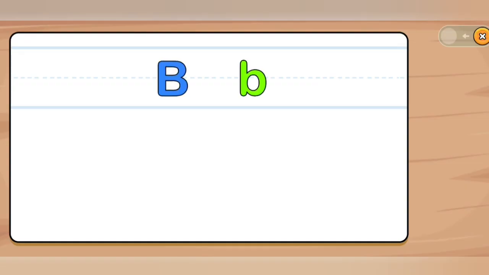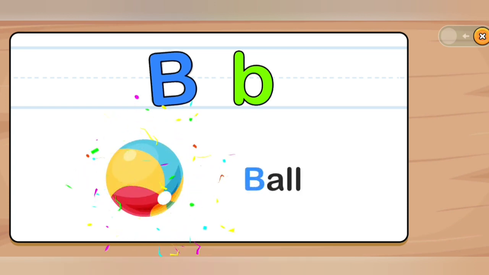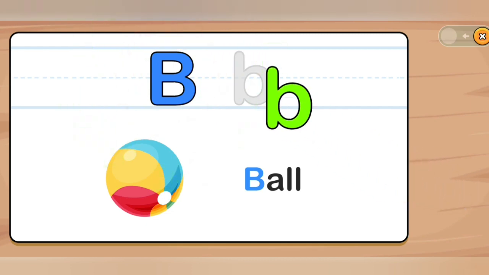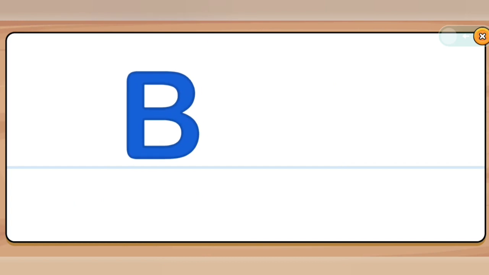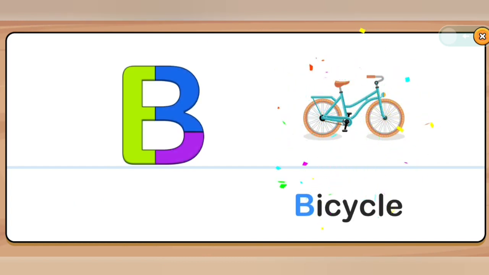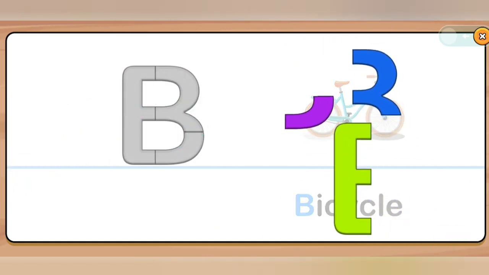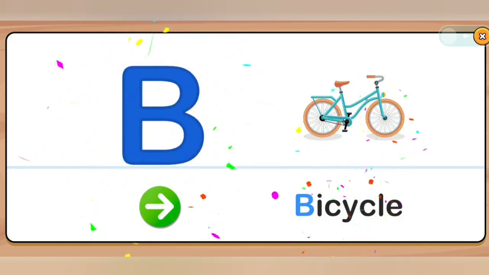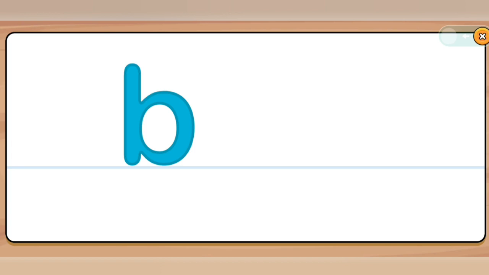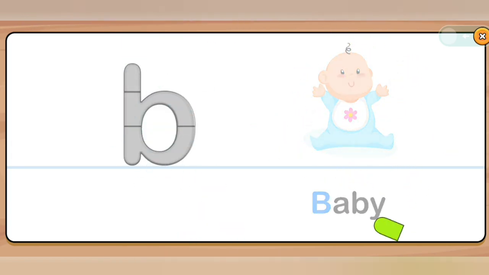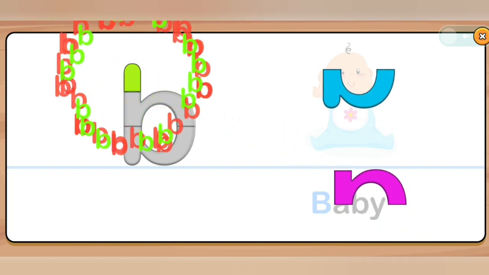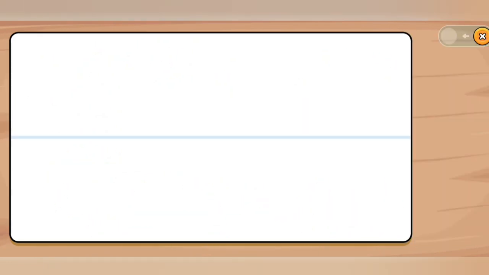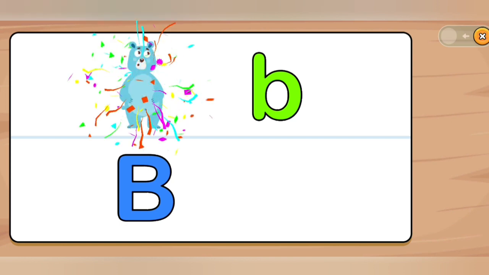Bye-bye. Let's start. B is for ball. B. B. Good one. B is for bicycle. Good one. Nice. Nice. B. B is for baby. Smart. Wow. Good job. B. B is for bear and for B.